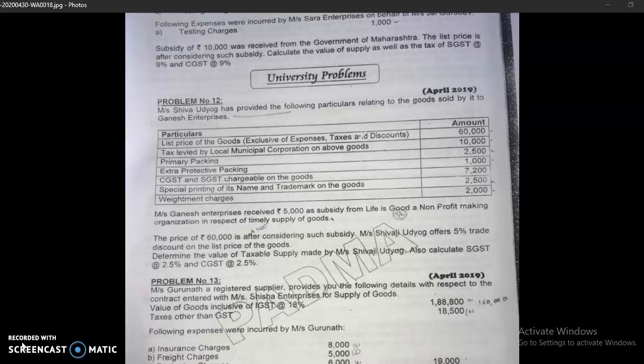Okay. So now the question arises, sir, what or which amount is not included into the value of supply?